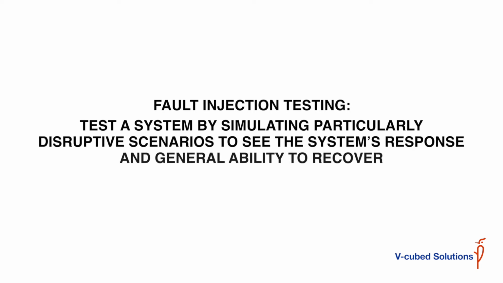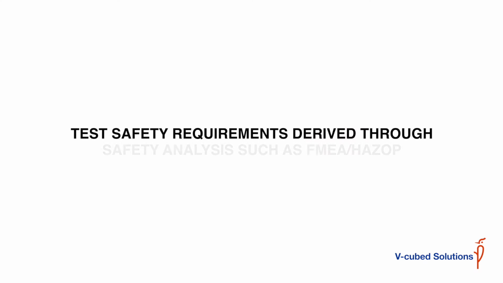Thanks, Carl. Fault injection testing is the process of testing a system by simulating particularly disruptive scenarios and seeing if the system can respond and recover and get back to the good state. So for mission critical industries, this means testing safety requirements derived through safety analysis such as FMEA and HAZOP.